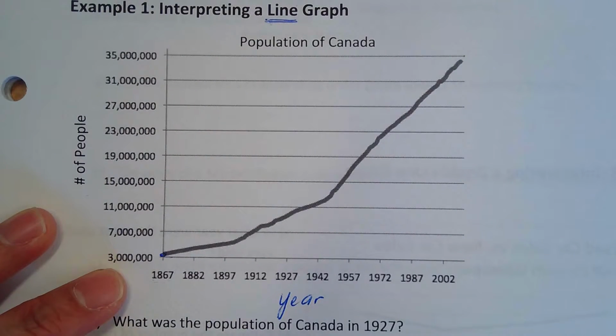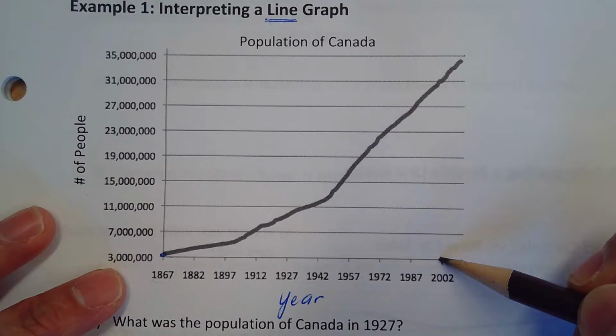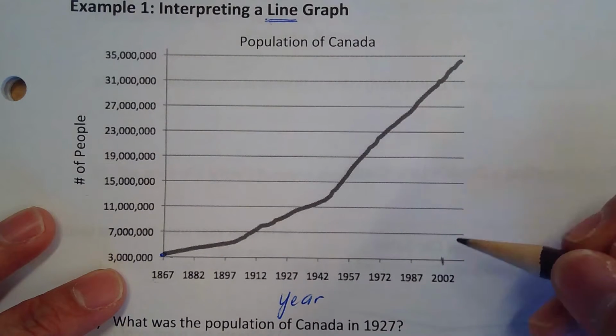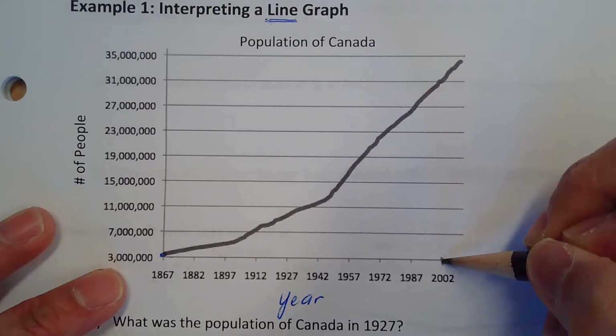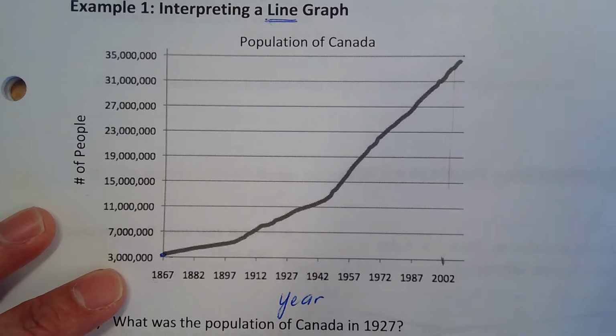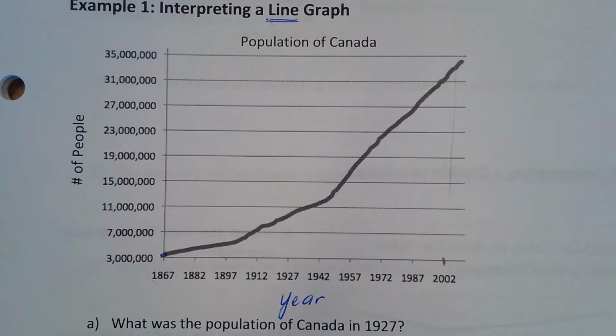So how do we do that? How do you read this graph? In 2002, it's right here. Okay, the year is 2002. And this is where your graph, and if you have a ruler, between the millions, they're going up by 3 million in between.